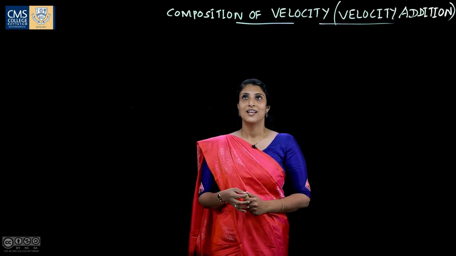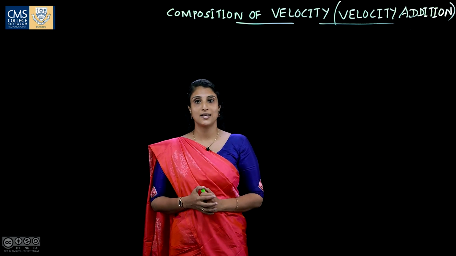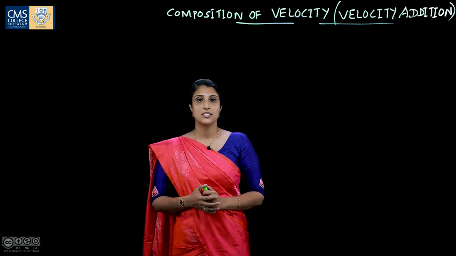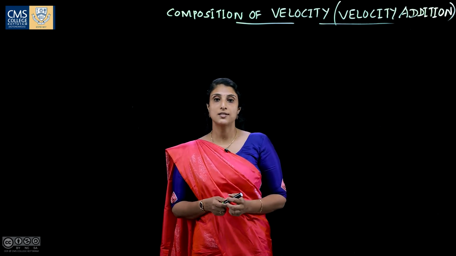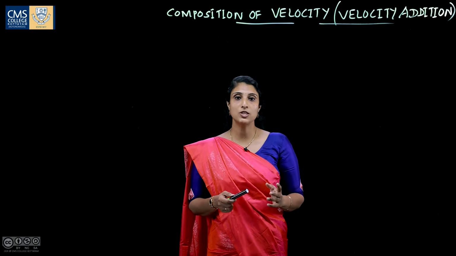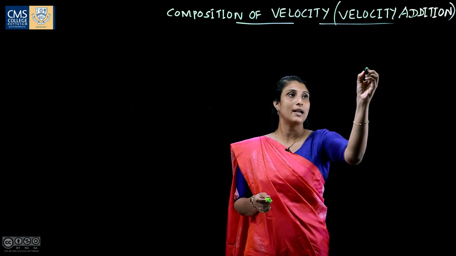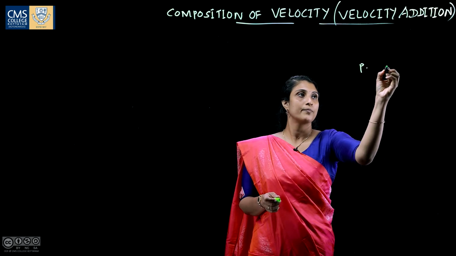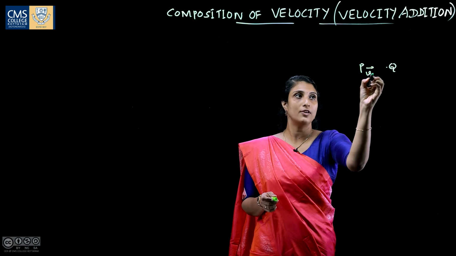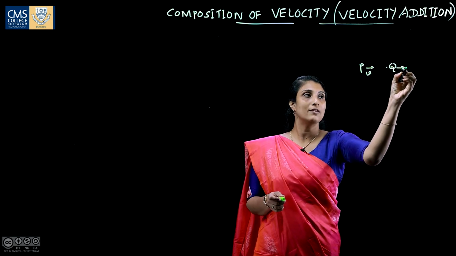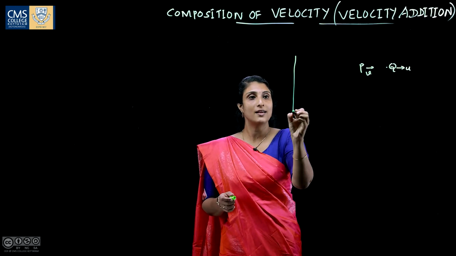Hello everyone, let us discuss the composition of velocity or velocity addition in special theory of relativity. That is for relativistic particles, particles moving with velocity comparable to the velocity of light. For that, suppose we have two particles P and Q, and P is moving with velocity V and Q is moving with velocity U relative to an observer in S frame.